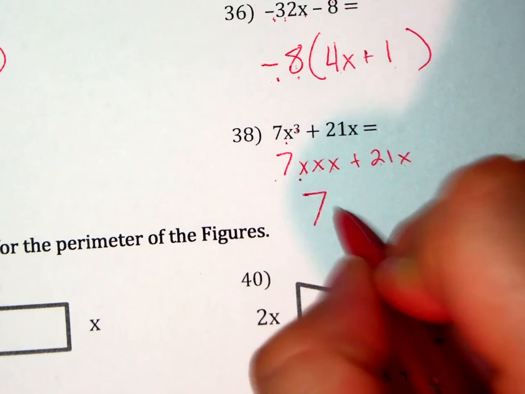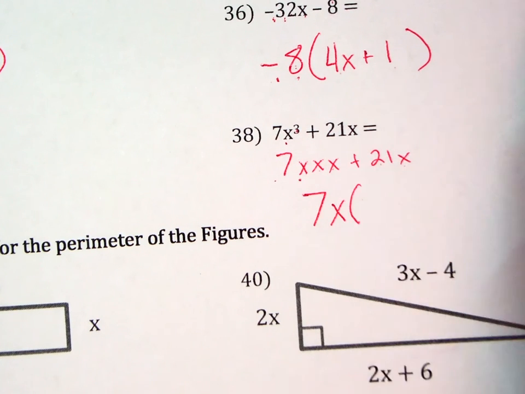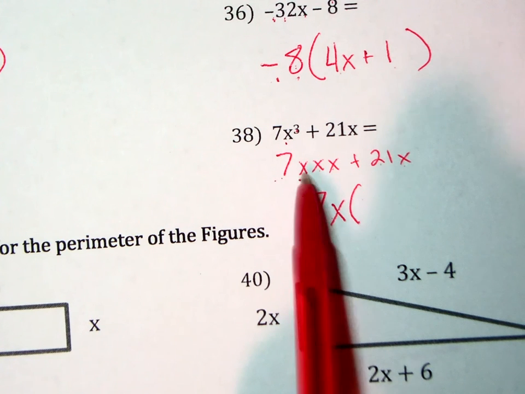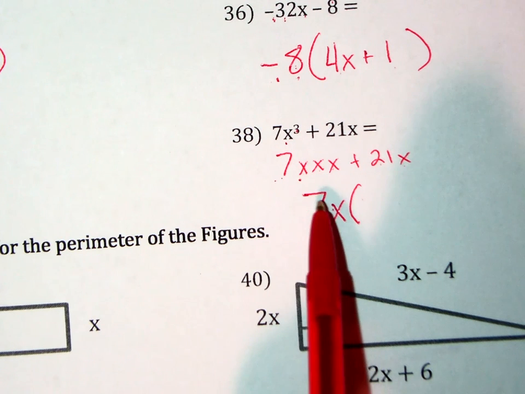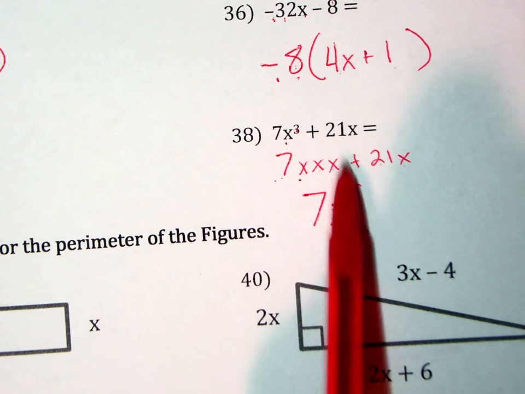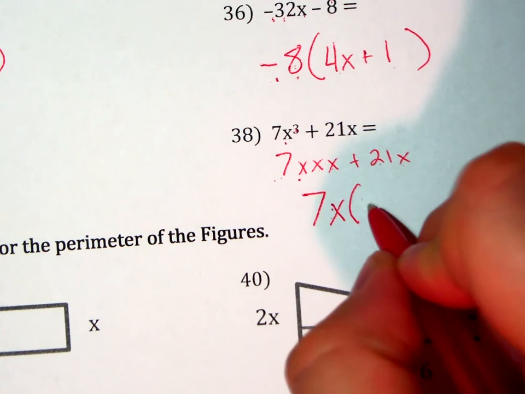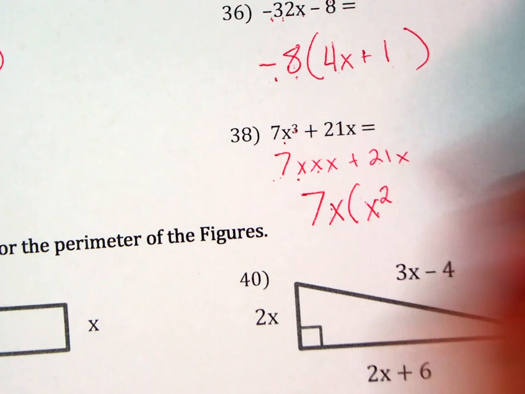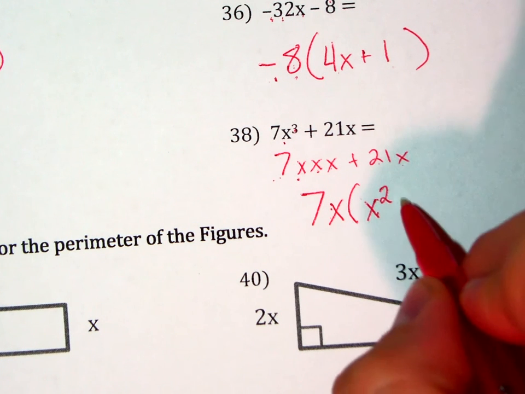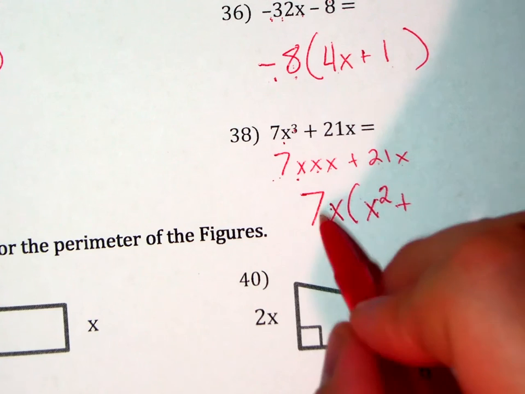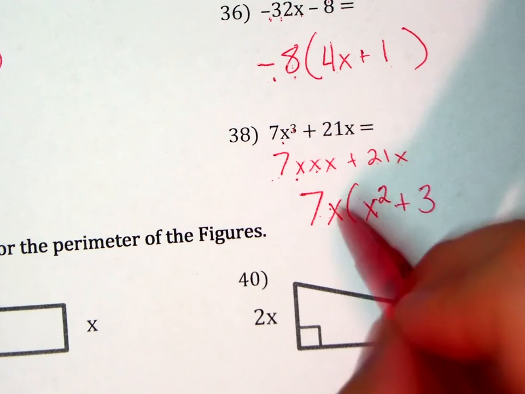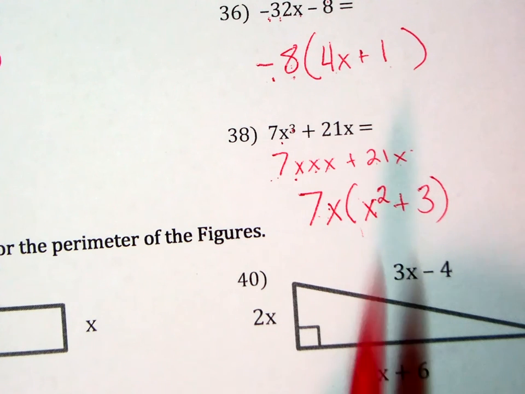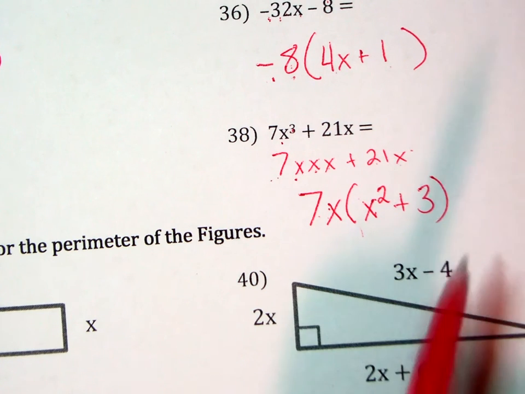So I'm going to factor out 7x. Well, if I divide 7 by 7, I get 1. And the same thing happens with one of my x's. X over x is also 1. And so that leaves me with just 2 x's remaining. It's not 2x, but rather x times x, which would be x squared. Plus 21 divided by 7 is 3. X over x is 1. So I have my GCF of 7x, and my simplified expression would be x squared plus 3.